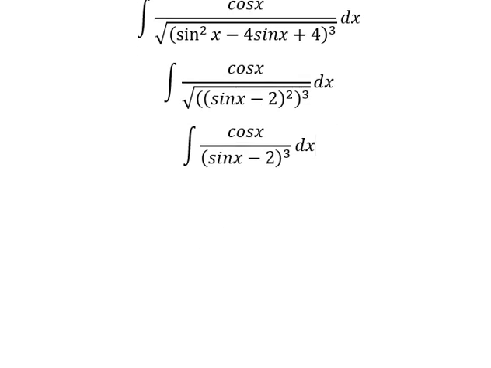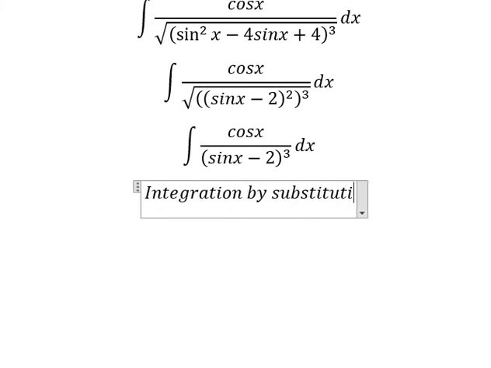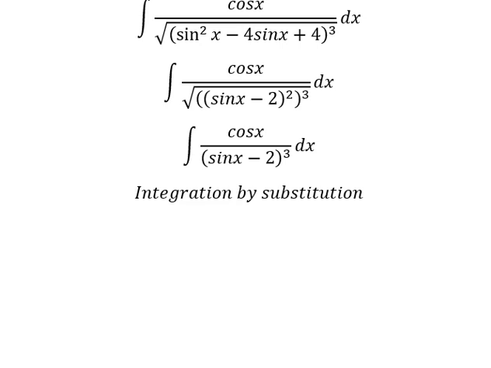Next, we can use integration by substitution. So I will put u equals sin s minus 2. So we need to first take the derivative of both sides. This one we have cosine s. This one you get 0 because this is a constant.